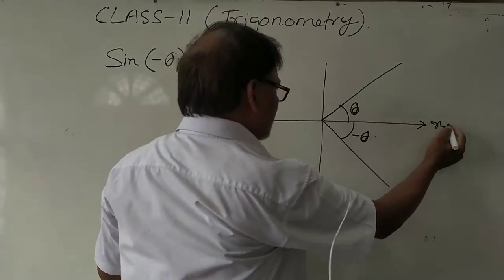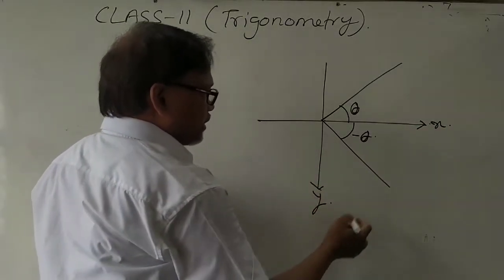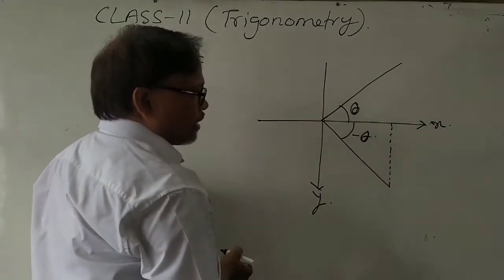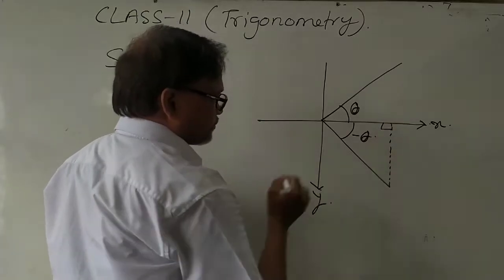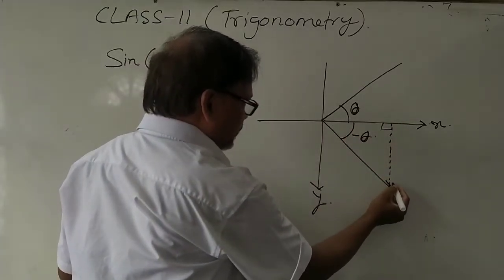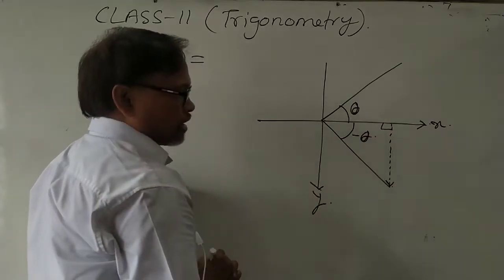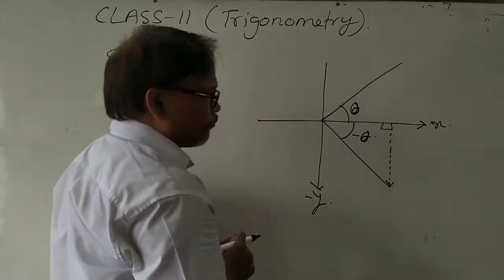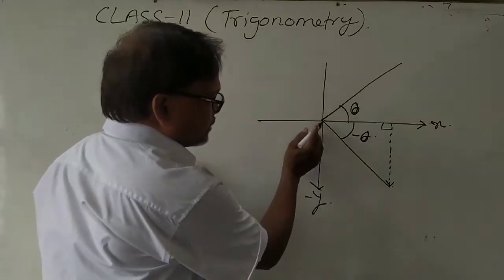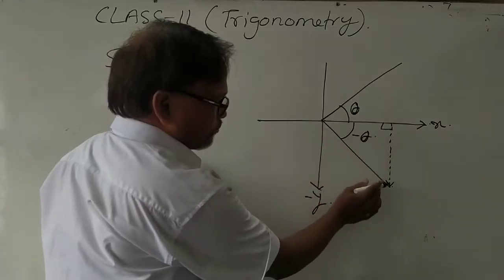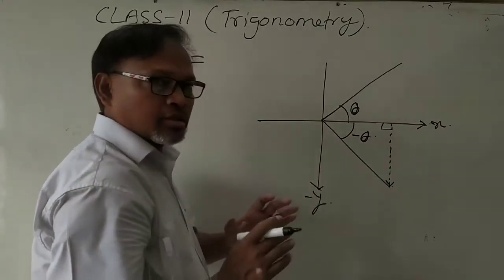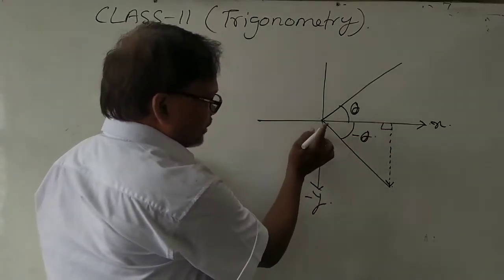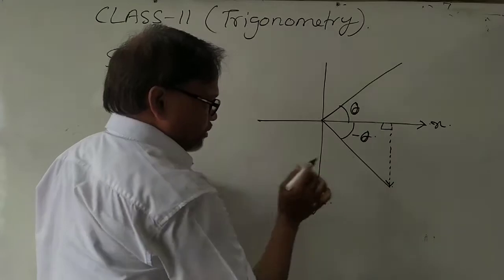This is the x axis, this is the y axis. If you join this one like this, this is the perpendicular, and this perpendicular in the downward direction means the downward minus y axis. And this is the resultant. Resultant means the modulus of x and y, which is always a positive value.